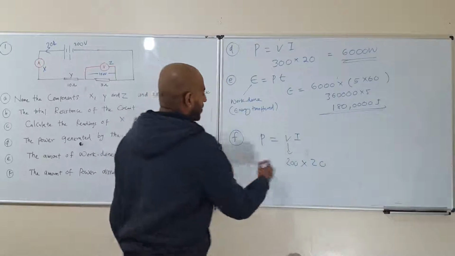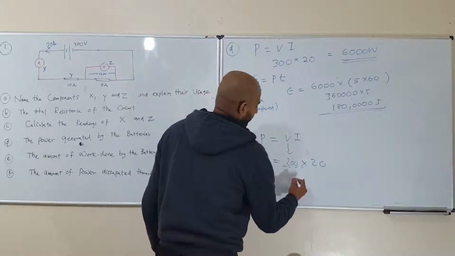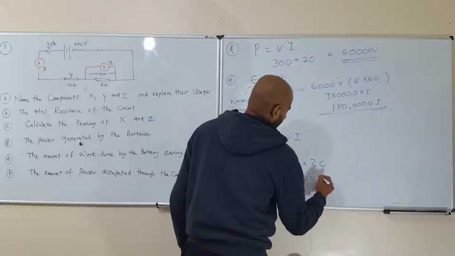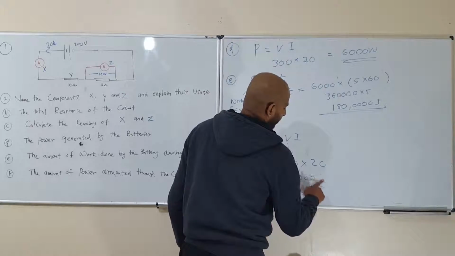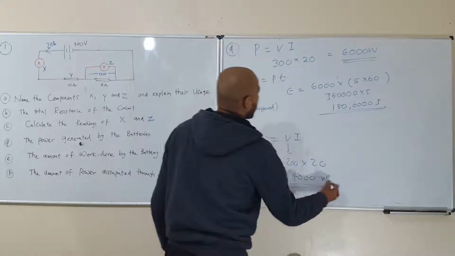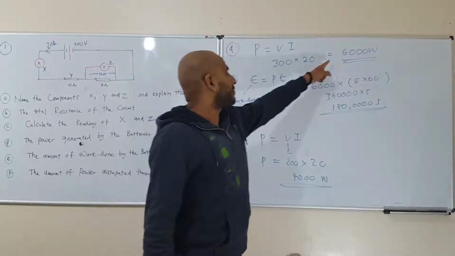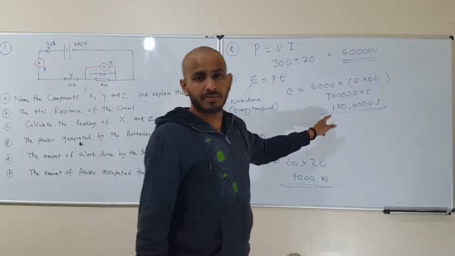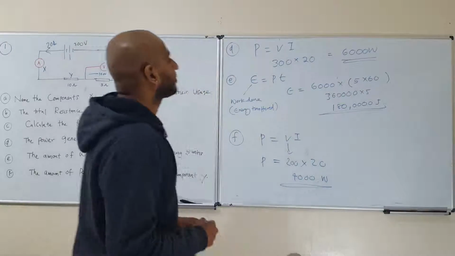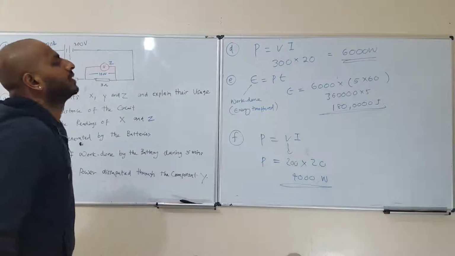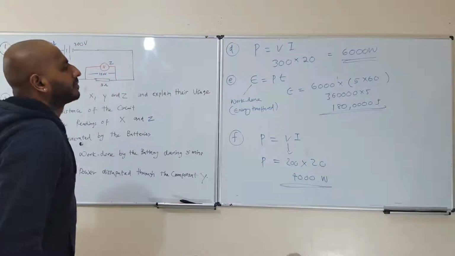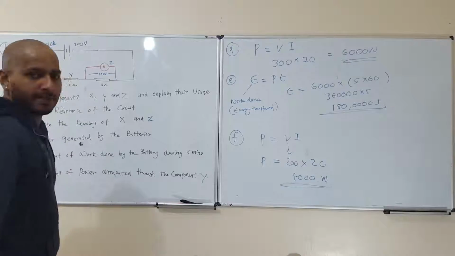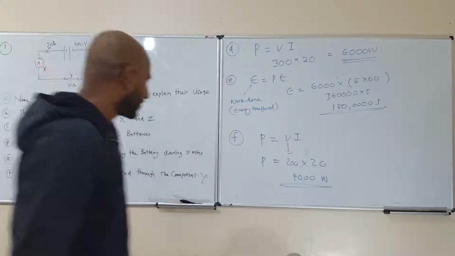So the power generated is 4,000 watts. Power generated is in watts. That's work done is joules. Okay, so I think it makes sense.